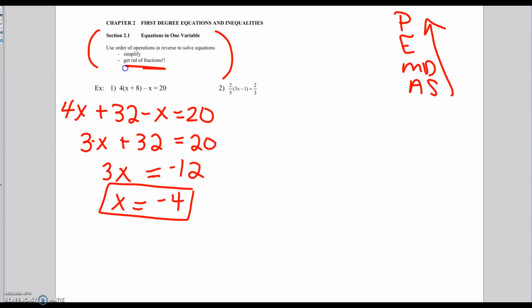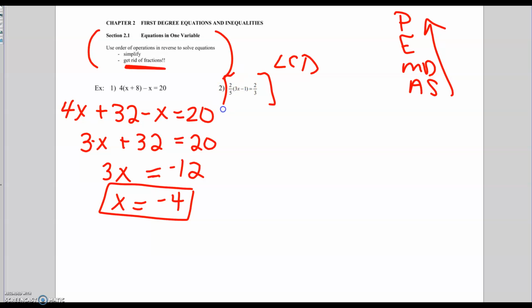All right, number 2, we now have fractions. Up here I said get rid of fractions. Once you have an equation, you are allowed to add something to both sides, multiply something on both sides. So what you do to the left, you have to do to the right. So you are allowed to multiply number 2 or any equation that has any fractions by some number that will eliminate the denominators. The smallest of those numbers is called the least common multiple of the denominators or the least common denominator.